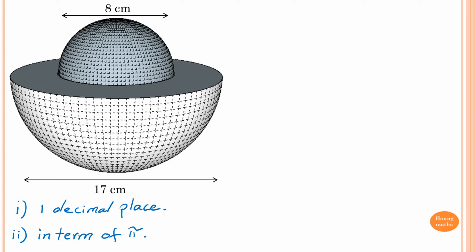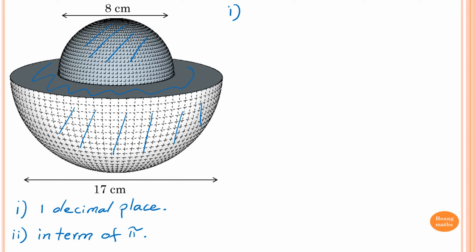Let's find the surface area of this, correct to one decimal place for the first part. Part 2 in terms of pi, or exact form if you like. So the first part, first of all, we know that there are three parts to this. So we can find the surface area of this, and then find the surface area of this part here, and then find the surface area of this, and then we add them up.